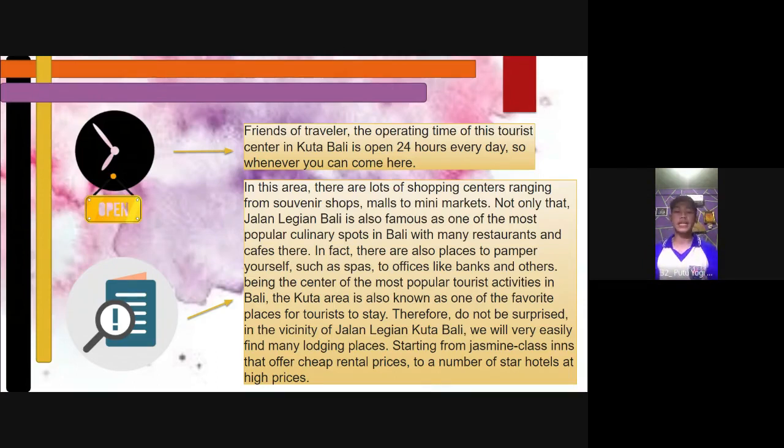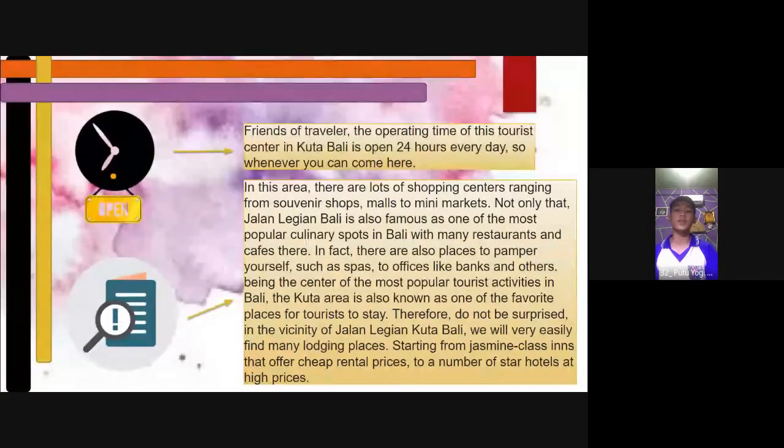The next is facilities in Monument Ground Zero Bali. In this area, there are lots of shopping centers ranging from souvenir shops, malls to mini markets. Not only that, Legian Street Bali is also famous as one of the most popular culinary spots in Bali, with many restaurants and cafes there. In fact, there are also places to pamper yourself, such as spas, to offices like banks and others.